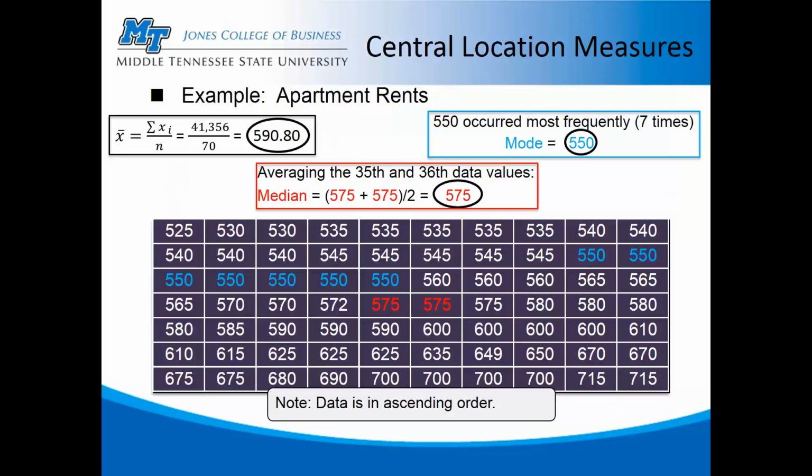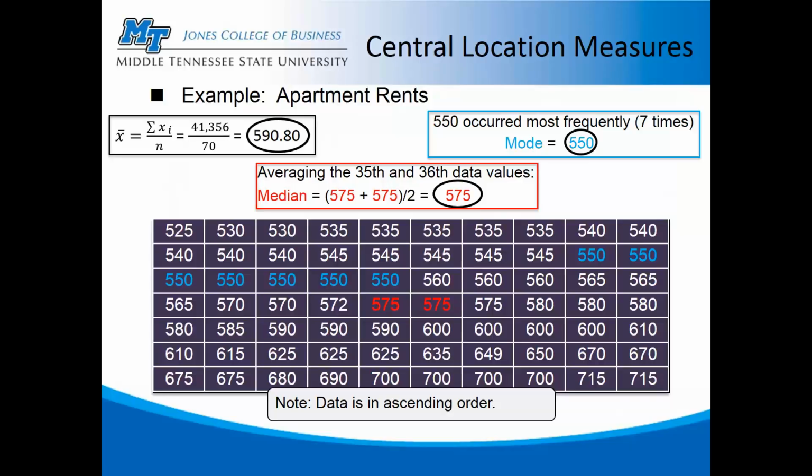But when there's an even number, the convention to come up with the median is just to take the average of the two numbers that are in the middle. So 575 plus 575 divided by 2 would give you 575. But the property, what puts it in the middle, is that half of the values are less than or equal to it, and half of the values are greater than or equal to it.